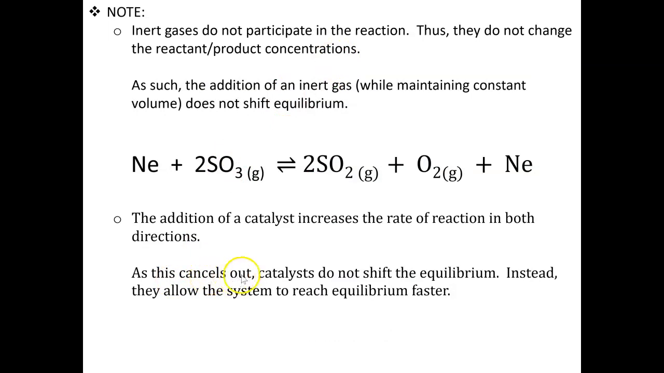As this cancels out, catalysts do not shift the equilibrium, so neither the forward direction nor the reverse direction gets an advantage over the other. Both of them get the advantage. As such, this allows the system to reach equilibrium faster, so we're allowed to make it to the other side faster, but it does not actually shift the equilibrium, does not give preference to one side versus the other.